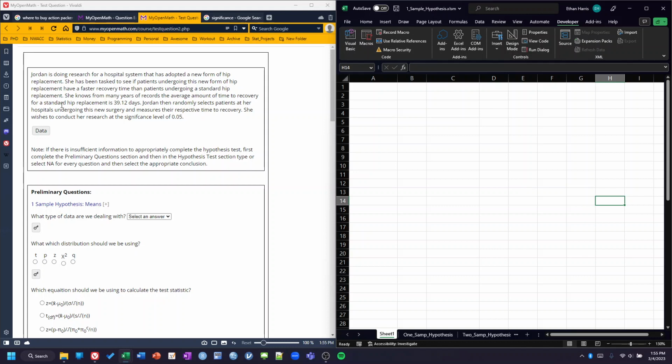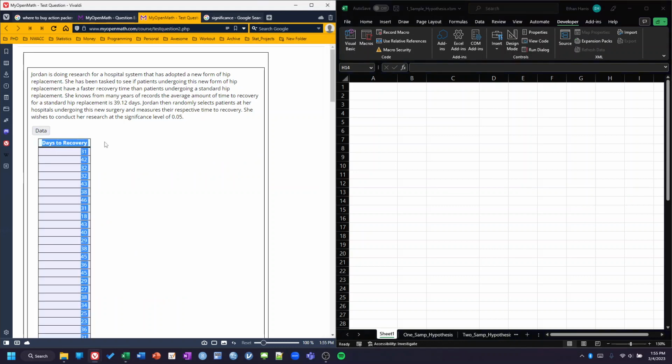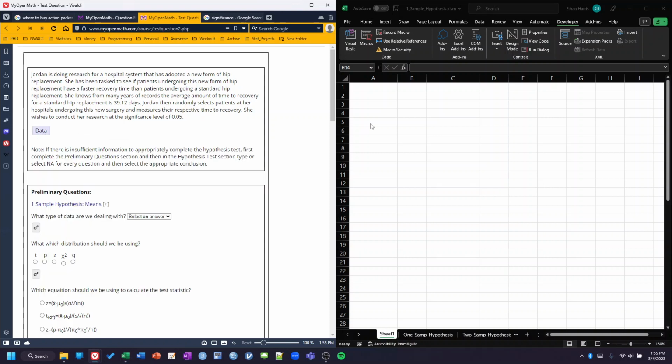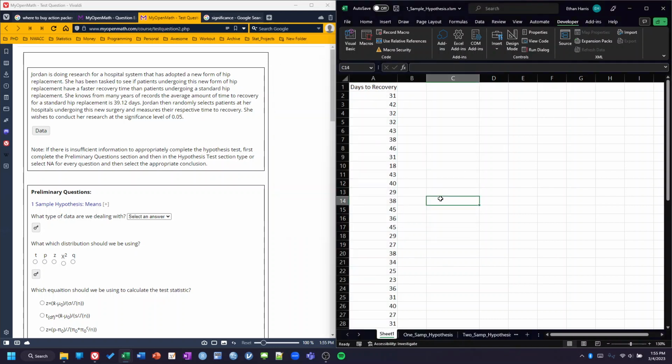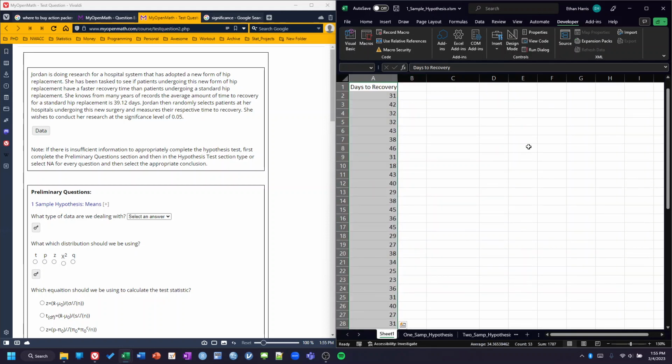Okay, so first things first, let's go ahead and just grab our data and let's copy it into Excel. Copy, and let's paste it in. And we have all of these days to recovery. Now let's go ahead and select it again. So I'm going to click on this first one, do Control Shift down. And what I'm going to do is do Control M.